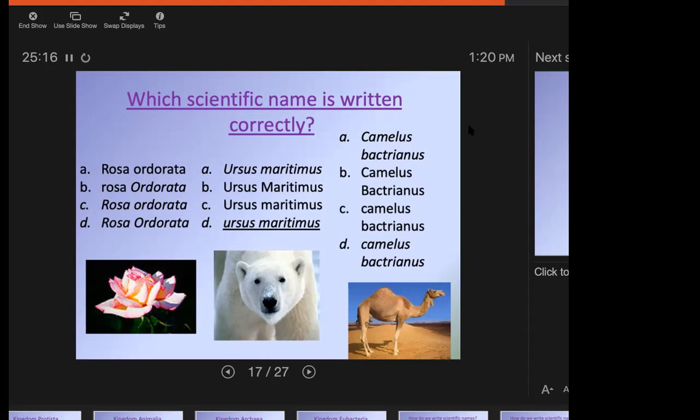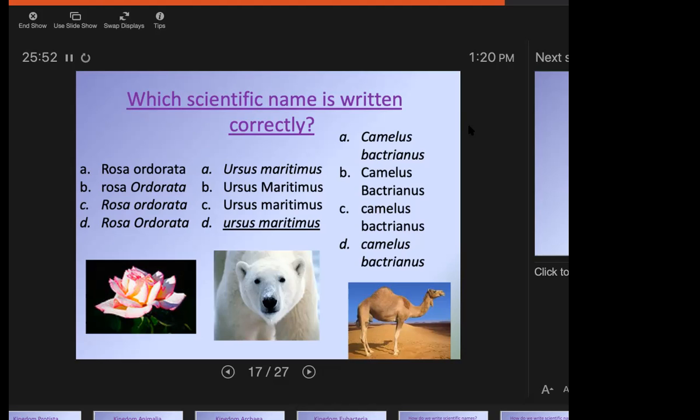In the second one, for the polar bear, which one is correct? A. Correct. Now, A and C, what's the difference? A is italicized. Okay. All right, and then the last one is A again. Bactrian camel. Bactrian camels have one hump. Dromedary camels have two. That makes sense.